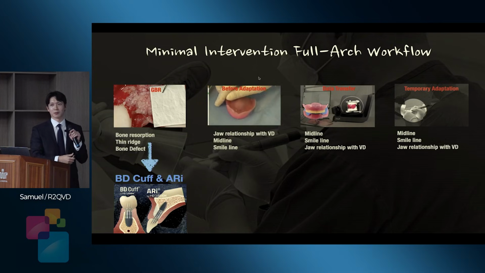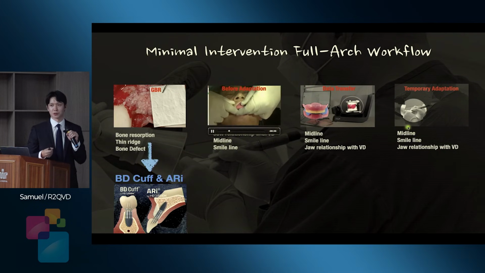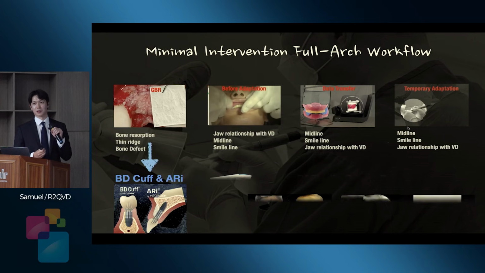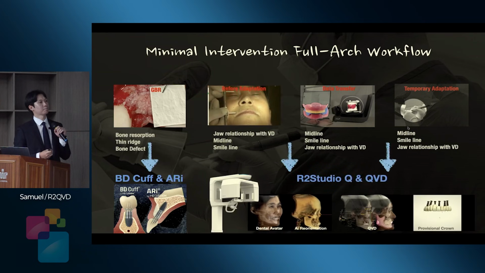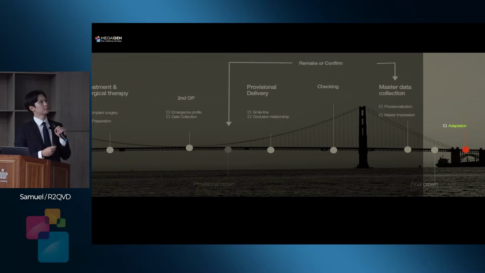Anyway, after the temporary, you need some adaptation, occlusion, and bite, everything. So we want to reduce this part. Using the QVD, we can do it, right?